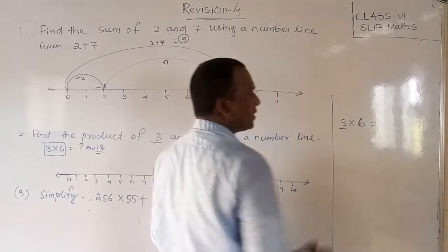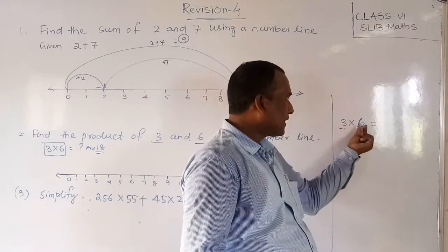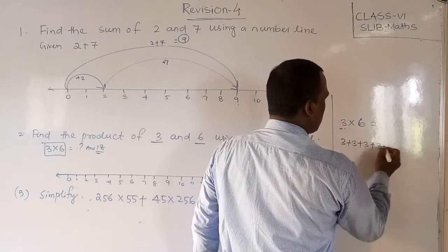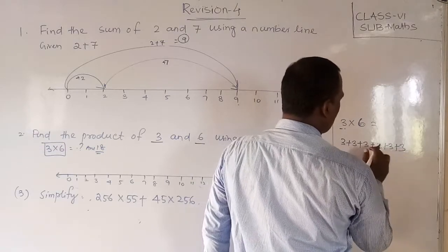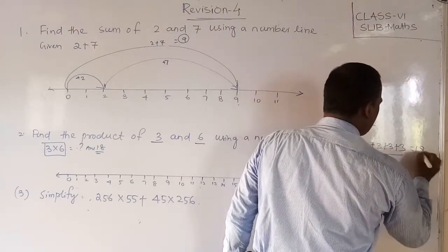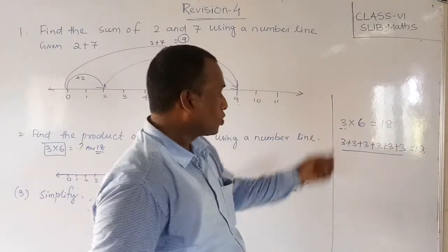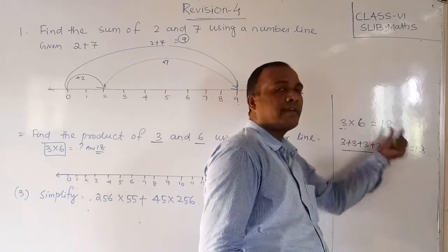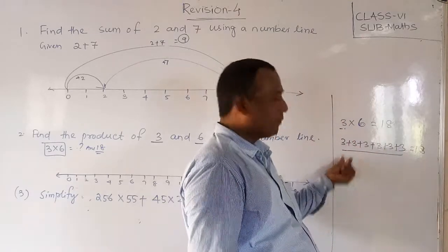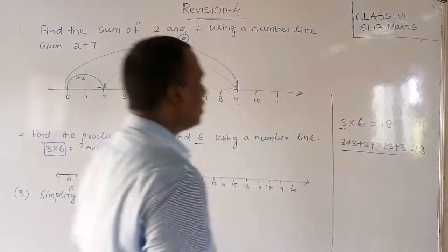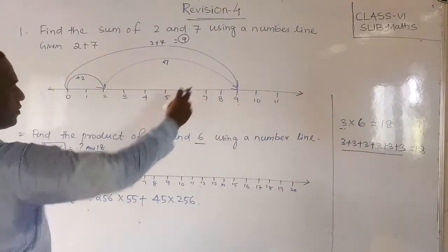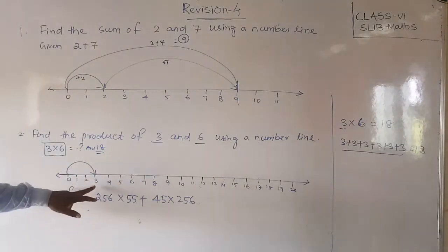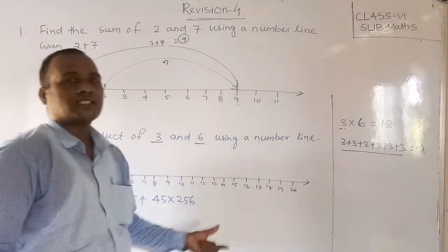Observe, friends. What is the meaning of this? 3 added 6 times. That means 3 plus 3 plus 3 plus 3 plus 3 plus 3, which is 1, 2, 3, 4, 5, 6, equal to 18. Are you clear? So 3 into 6 means 3 added 6 times. Since we are adding, first you should mark the 3, 3 up to here. This is a 3. How many times? 6 times.